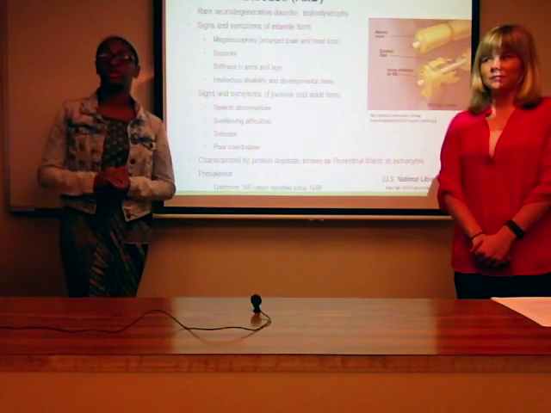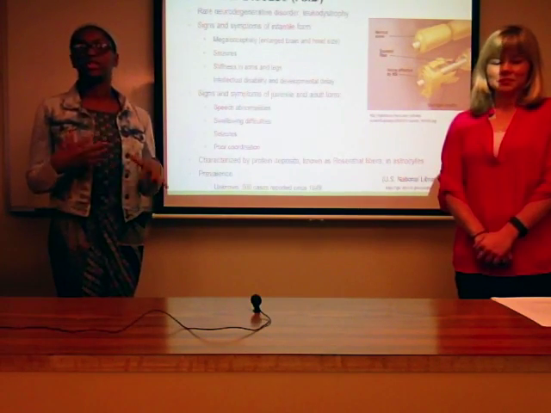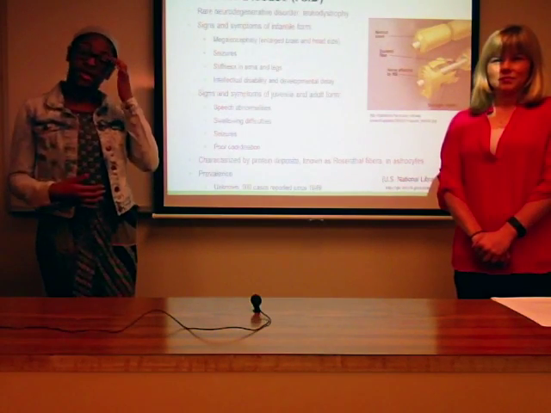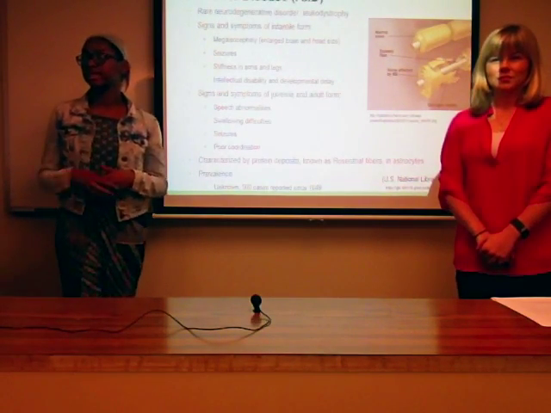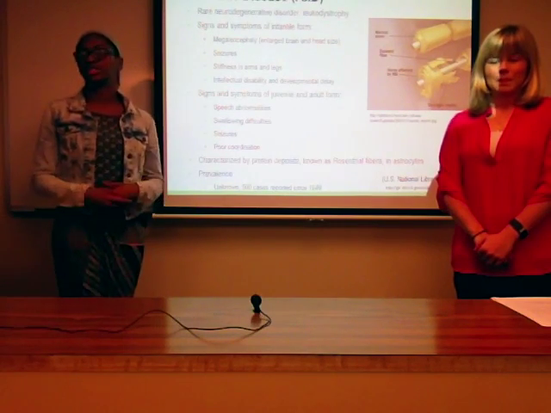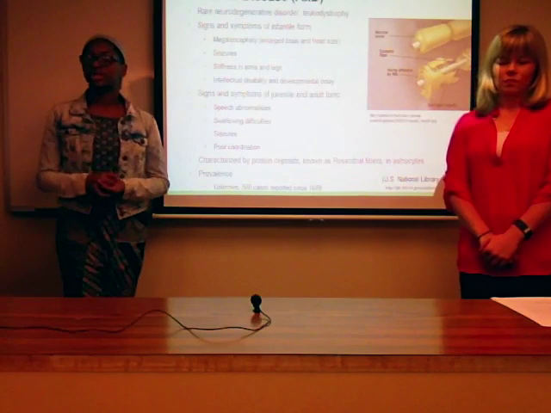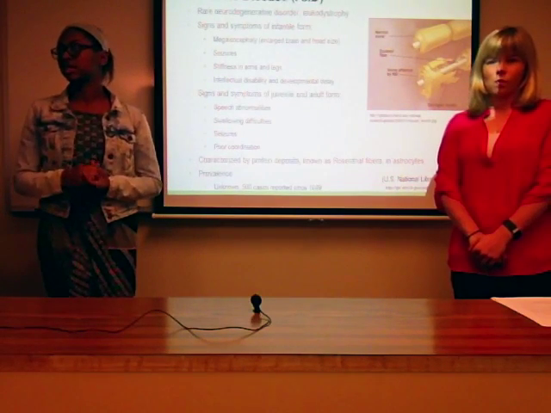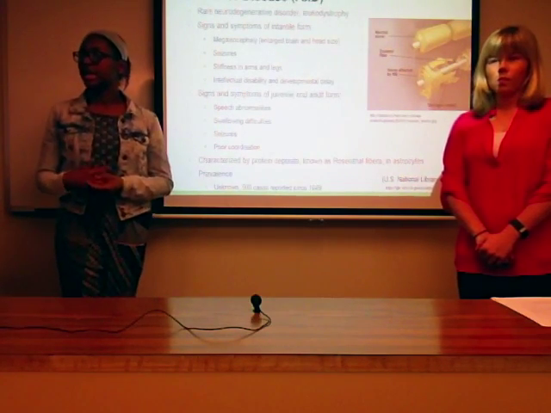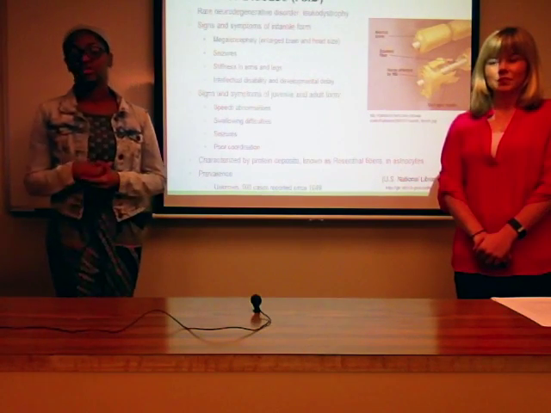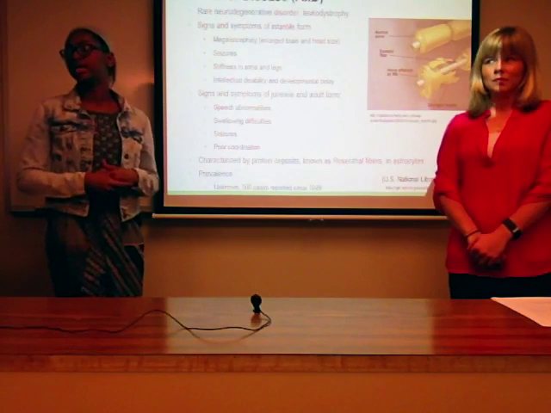In the juvenile and the adult forms, they have more things like speech abnormalities, difficulty swallowing, more advanced seizures, and poor coordination of their mobility. In this disorder, they also have protein deposits called Rosenthal fibers, and they are in astrocytes, which are glial cells in the central nervous system that help support the nervous system.